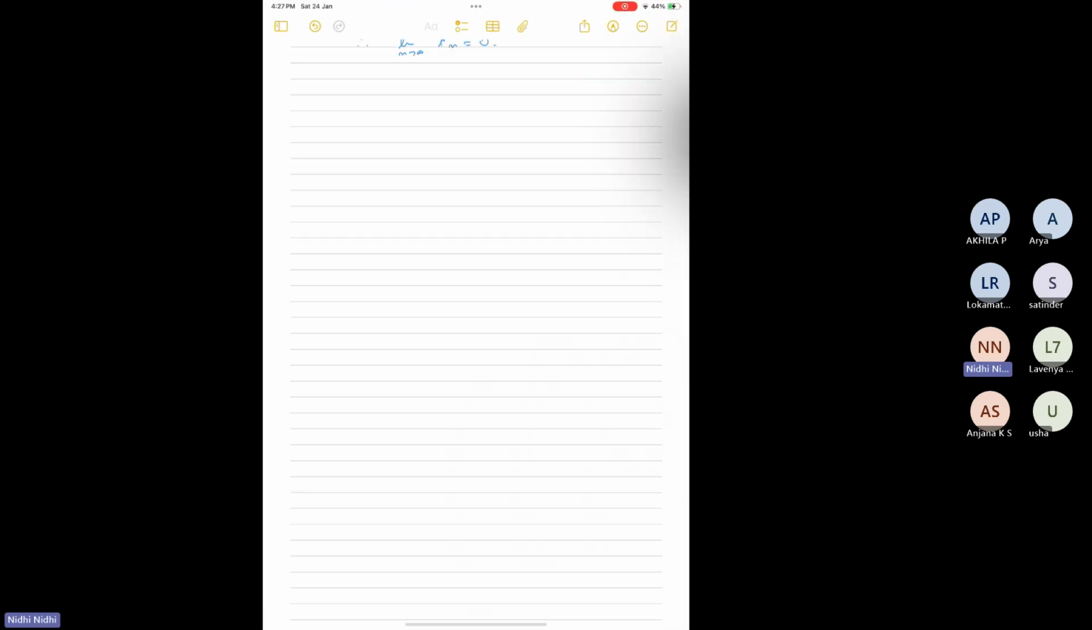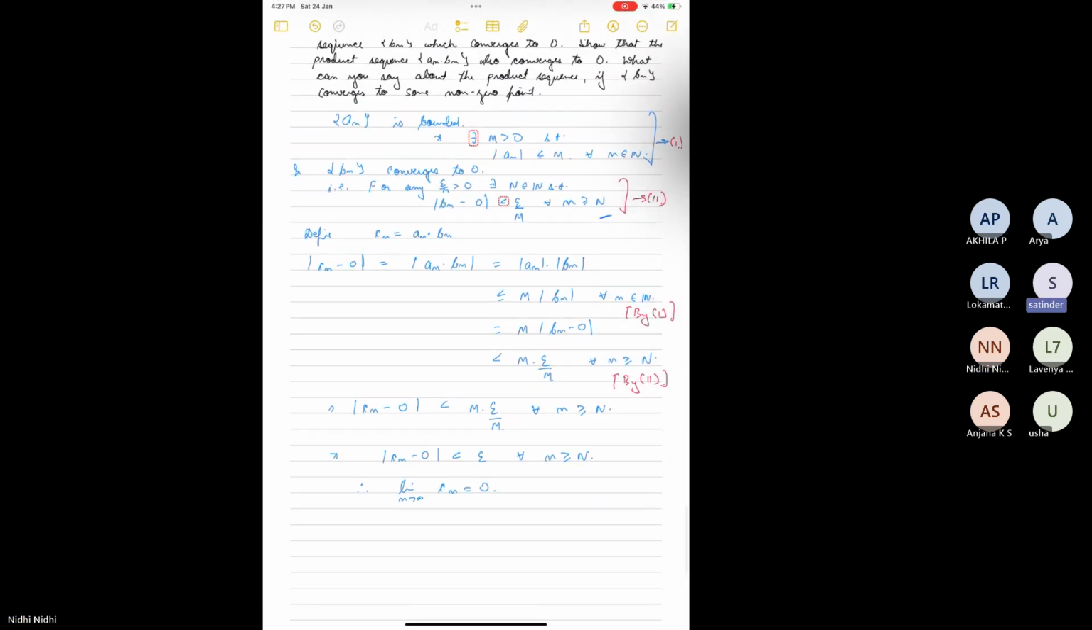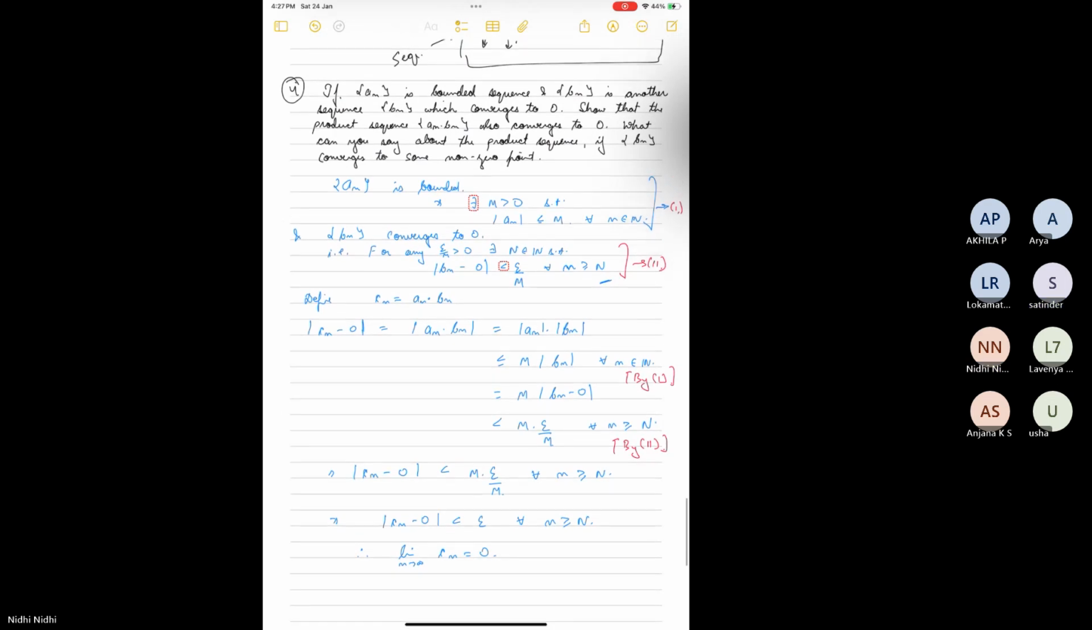Is it clear why I took epsilon by m instead of epsilon? Yeah, ma'am. Got it. And why this was important? So eventually we get that the sequence Cn is convergent.